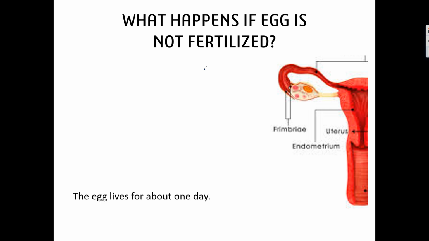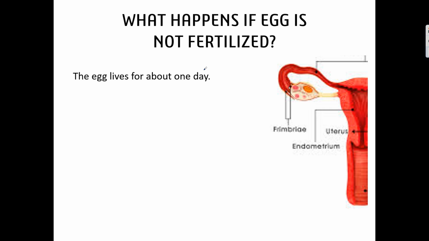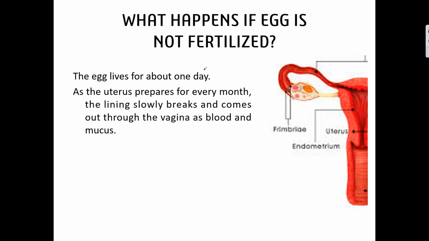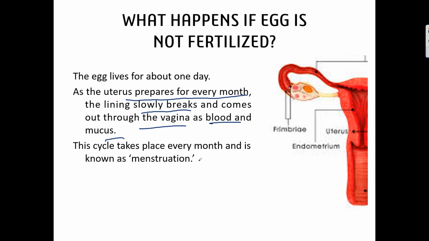What happens if it is not fertilized? The egg lives for about 1 day. Then the uterus prepares every month. As I said in previous slides, it will slowly break and come out of the vagina as blood and mucus. This cycle takes place every month, and this is called menstruation. It usually lasts about 2 to 8 days. If you want more details about menstruation, you can refer to the class 8 textbook.